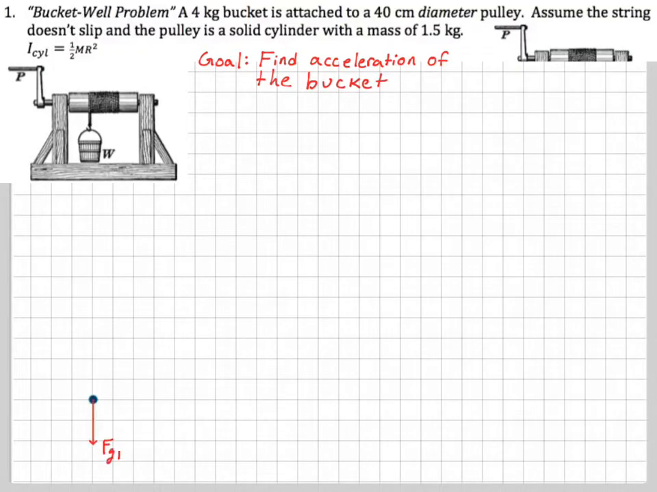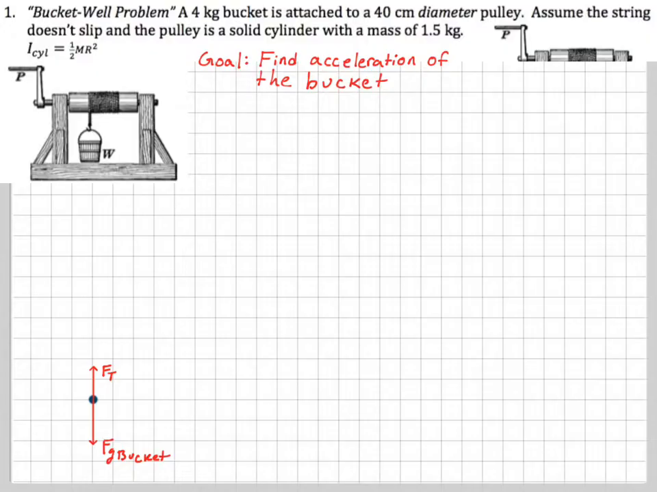The first place to start, which I recommend always, is drawing free body diagrams. Right here I've started to draw my free body diagram for the bucket, and of course the bucket feels force gravity on it. As it falls, it also feels force of tension. Notice I've made force tension smaller because the bucket's accelerating downwards, so gravity must be greater than force of tension.